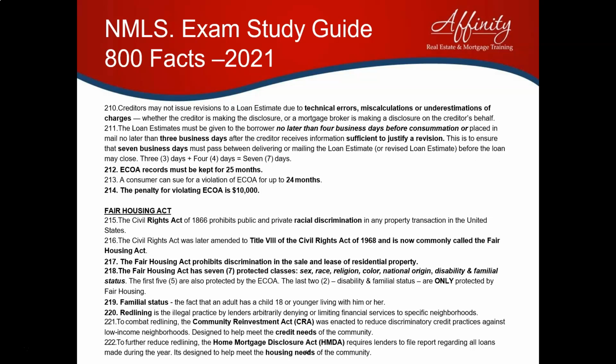Creditors may not issue revisions to a loan estimate due to technical errors, miscalculations, or underestimations of charges, whether the creditor is making this disclosure or a mortgage broker is making the disclosure on the creditor's behalf. The loan estimate must be given to the borrower no later than 4 business days before consummation or placed in the mail no later than 3 business days after the creditor receives information sufficient to justify a revision. This is to ensure that 7 business days must pass between delivering or mailing the loan estimate or revised loan estimate before the loan may close. 3 days plus 4 days equals 7.